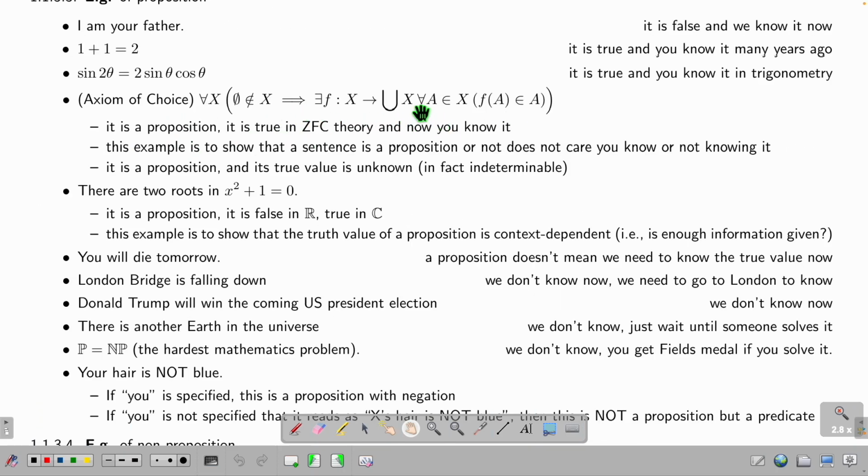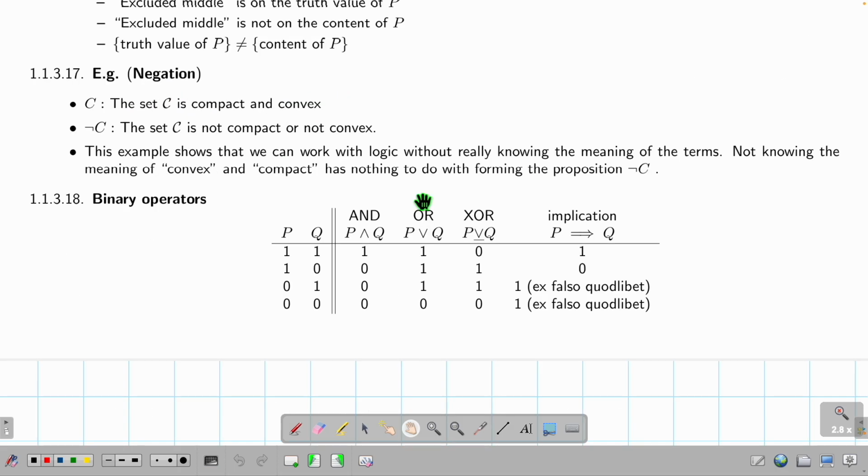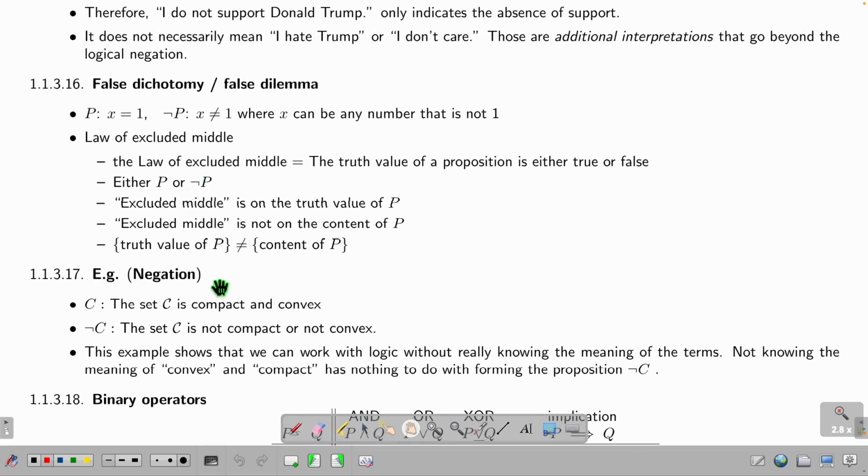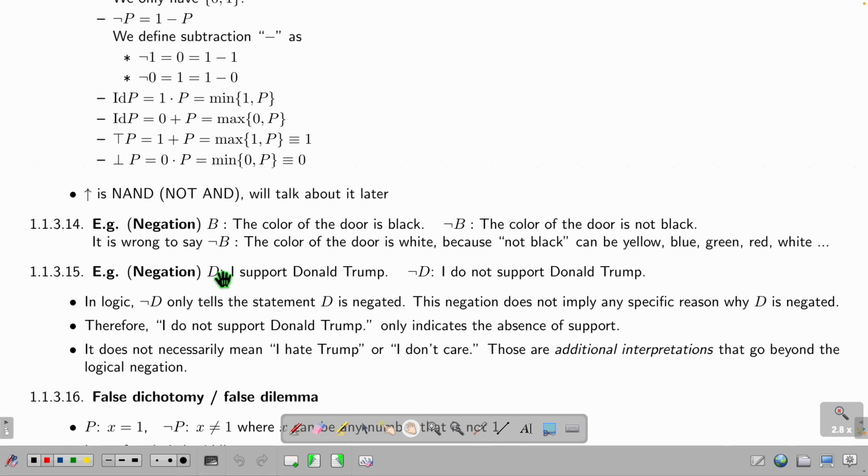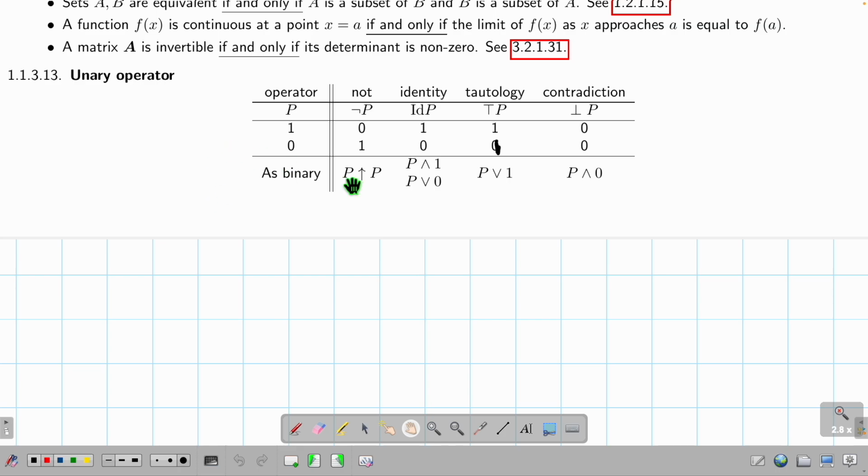Same, this is called the axiom of choice. This is a proposition. Not it. Then you just put a not. You don't need to know what the heck is going on inside. Why? Because if for every sentence we needed to know what's inside before we do a not, then for a lot of statements we could not say not. Then there will be trouble. Okay? So these are the examples. So the basic unary operators are just not, identity, tautology, contradiction. These three are boring. This one is the most interesting one.